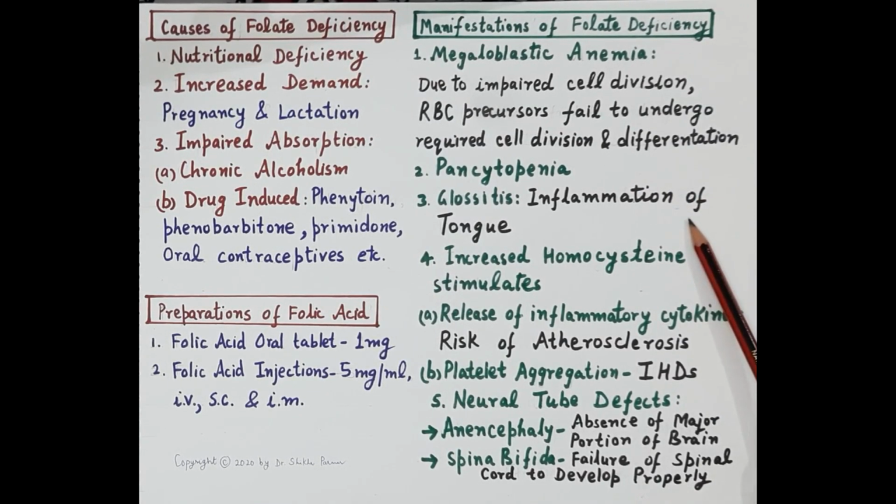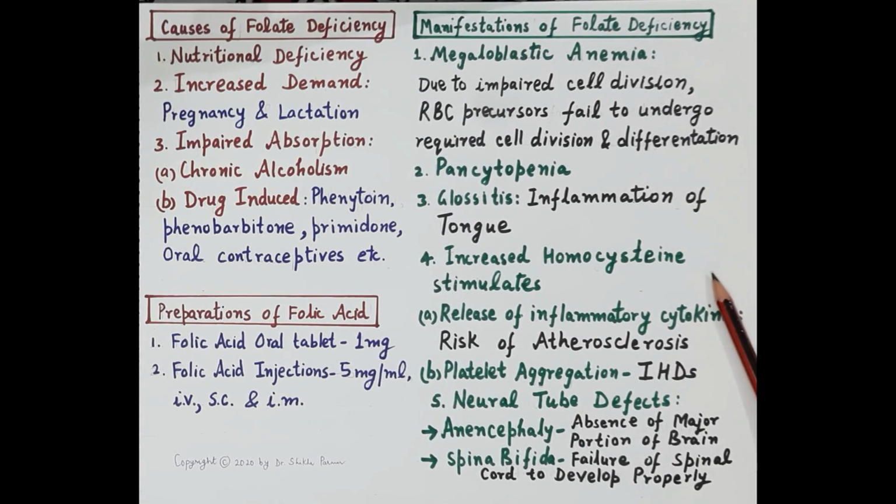Then another manifestation is glossitis. Now, suppose the tongue is wounded or slightly ruptured, there is rapid division of mucosal epithelial cells of the tongue, and old cells of the tongue are replaced by new ones, and thus there is rapid healing of the tongue. Because of folic acid deficiency, DNA precursors like thymidine are not produced, and thus old epithelial cells are not replaced, and there is slow division of cells because of reduced synthesis of DNA. This causes inflammation of the tongue, that is glossitis, and there is difficulty in talking and swallowing.